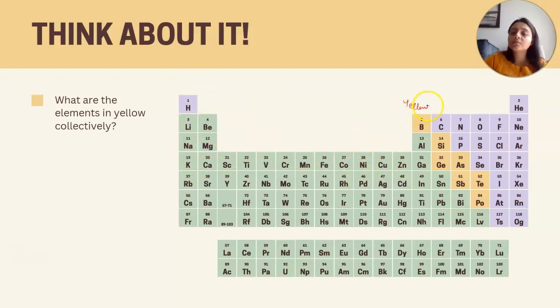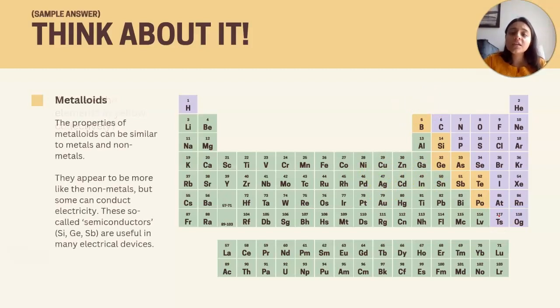What are they now? These are the elements known as metalloids. The properties of metalloids can be similar to those of metals and non-metals. They appear to be more like non-metals, but some conduct electricity. These so-called metalloids are semiconductors, useful in electrical devices. In your inverters, these elements are used as semiconductors, which help in conducting electricity. Their positioning is close to non-metals, but they show some properties of metals as well. So they are the conducting elements and they are the metalloids.